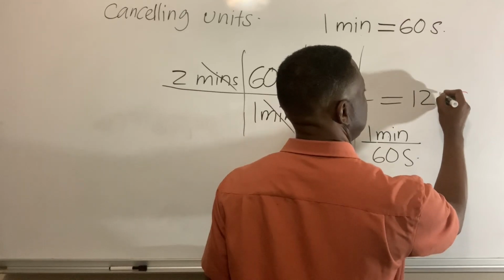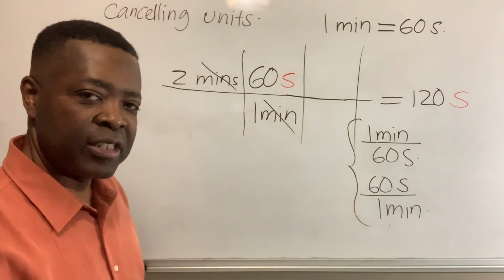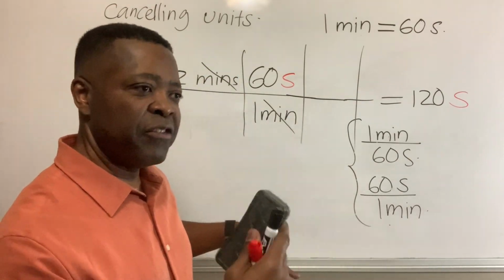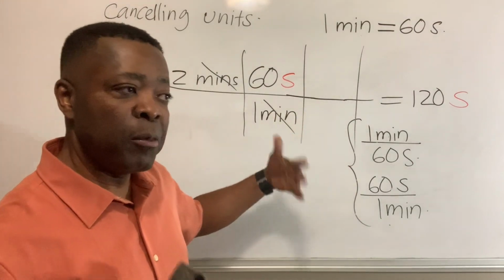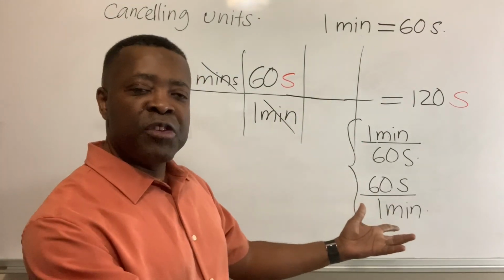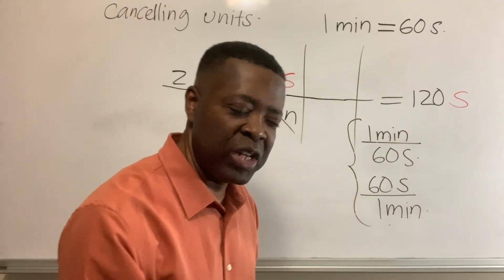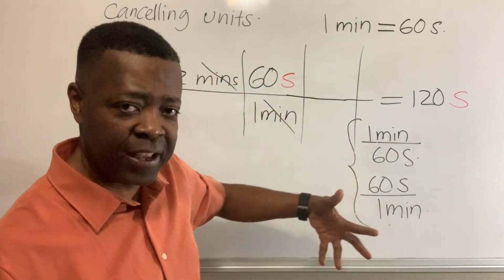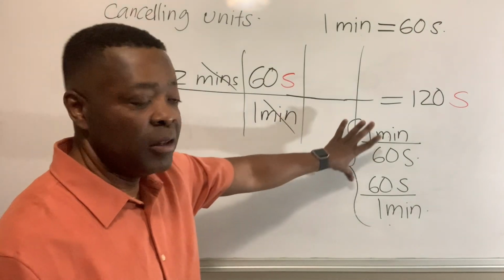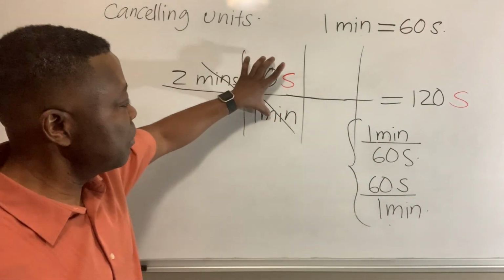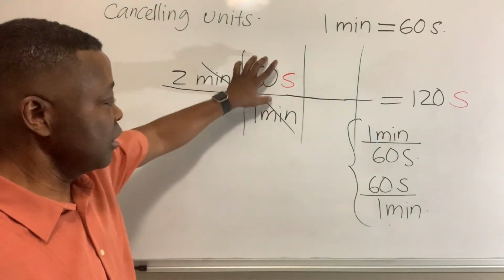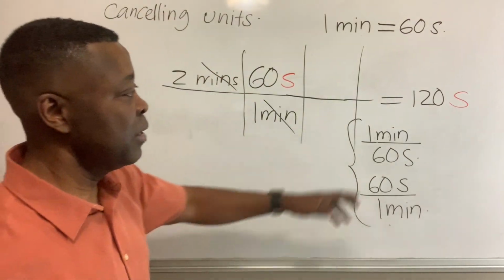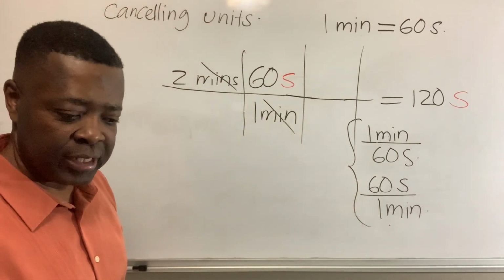So my answer is simply 120 seconds. I multiply by 1, but my 1 will be a conversion factor that I will form as a ratio from a relationship. Either they will give you this relationship, or most of the time it's something you know. Like in this case, I know 1 minute is 60 seconds. I form my ratio from this, my 1, and I multiply the 2 minutes by 60 seconds over 1 minute. I cancel the minute because it appears both on top and at the bottom, and my answer is 120 seconds.